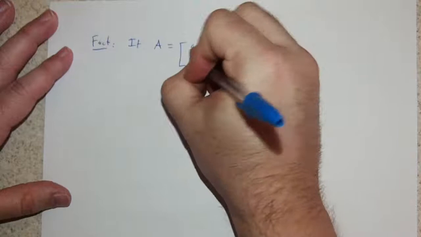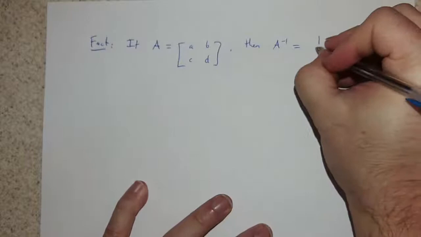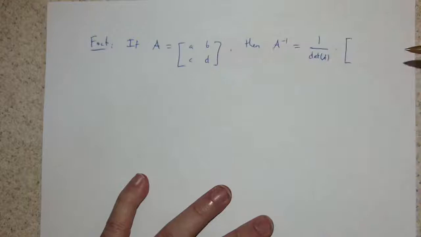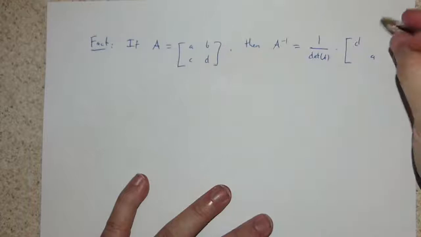All right, maybe you don't remember how this goes. So here's a very important fact. If A is the 2x2 matrix that we're calling A, B, C, D, then A inverse is 1 over the determinant of A times the matrix. The way to remember this is that the main diagonal entries get swapped, so A becomes D and D becomes A, and the off-diagonal entries get negated, so this becomes minus B and minus C.